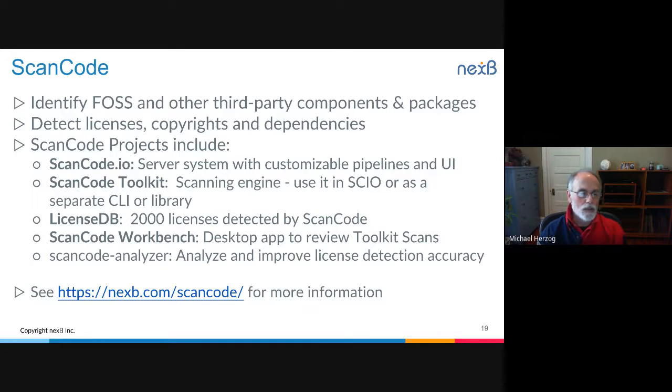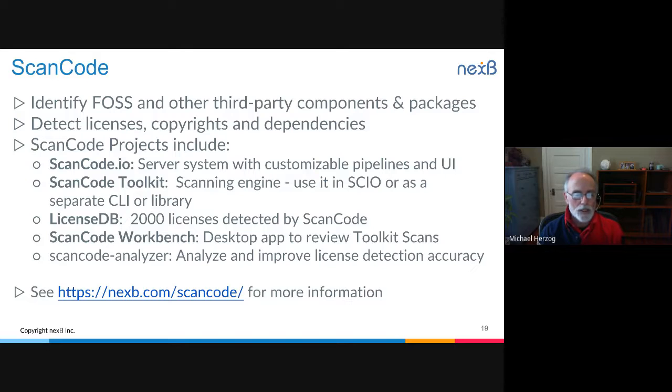At the simplest level, ScanCode detects the software units themselves, licenses, copyrights, and dependencies. Those are the big elements. There's lots of other data elements, but those are the big ones. And there's several different ways you can use ScanCode. So ScanCode.io is a server. It has pipelines, so you can define a series of steps which you want to perform against a code base, against a package, against a container, any type of software you want. And then it has a UI for displaying the results.